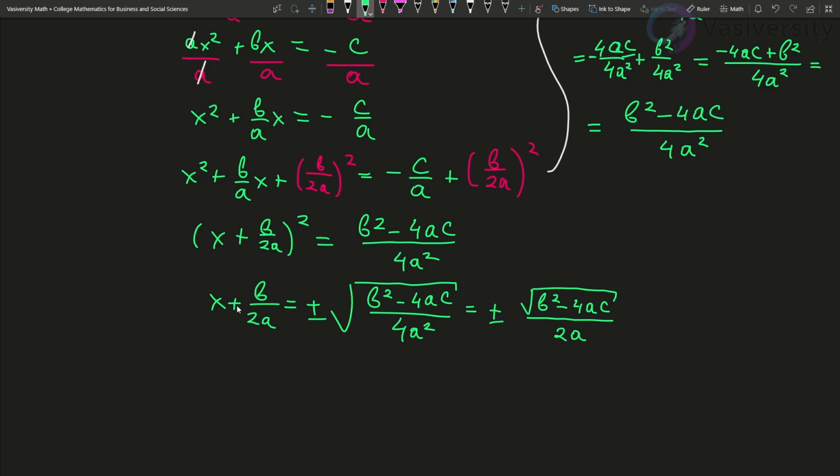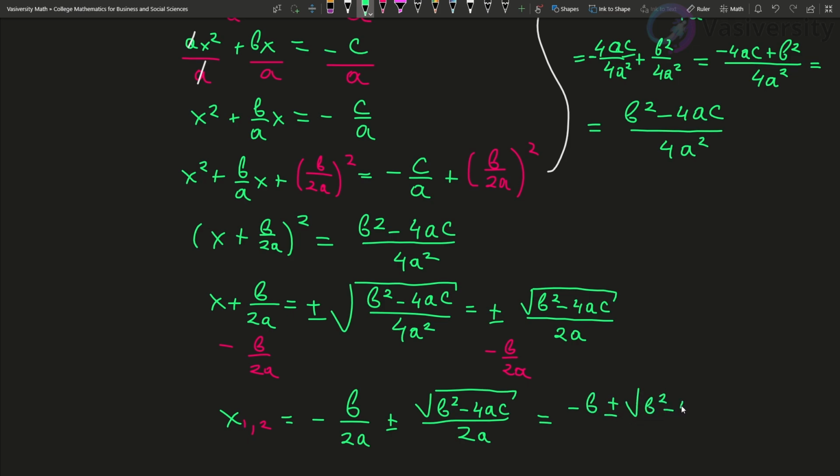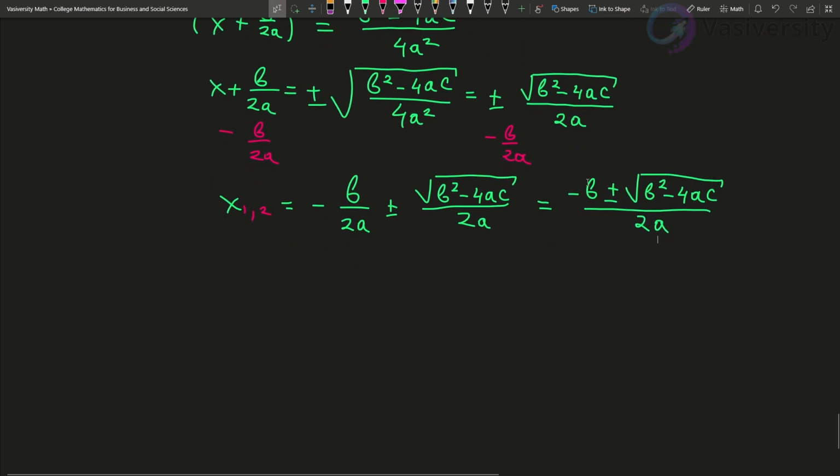And now we're going to just subtract the b over 2a from both sides, right? Minus b over 2a, minus b over 2a. So we will have that our x1 and x2 is actually equal to negative b over 2a plus or minus square root of b squared minus 4ac over 2a. So we have a common denominator already, so the quadratic formula is negative b plus or minus square root of b squared minus 4ac divided by 2a. Okay, so this is the quadratic formula for both of the roots.